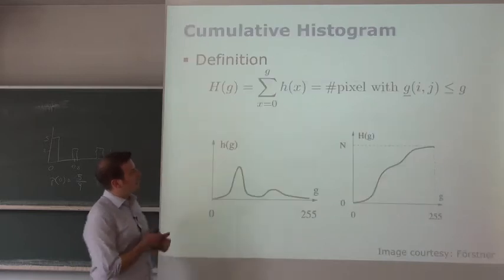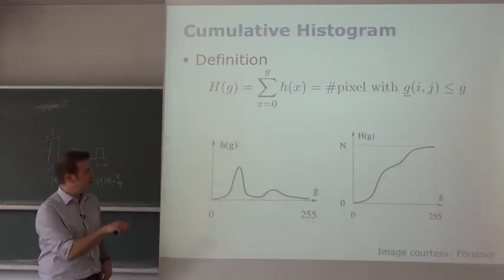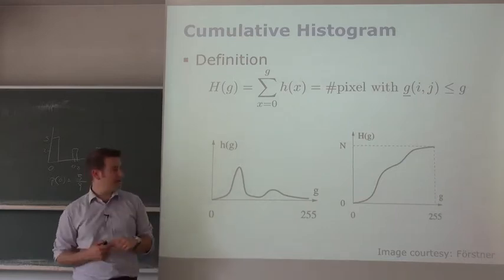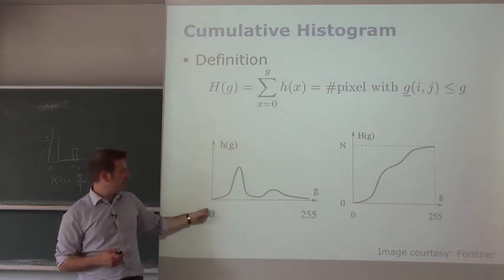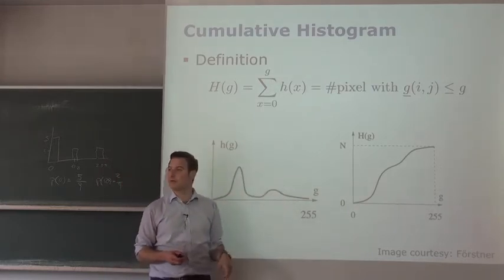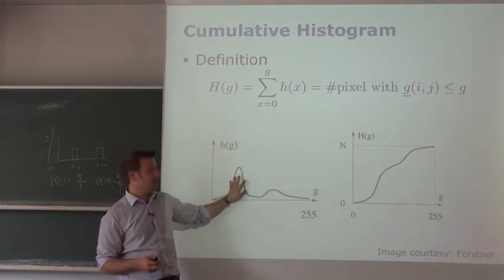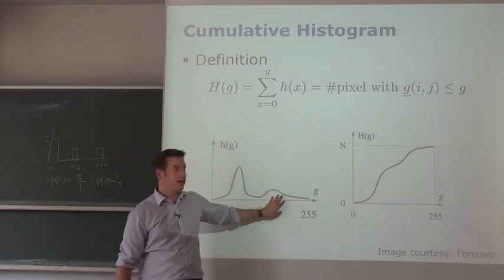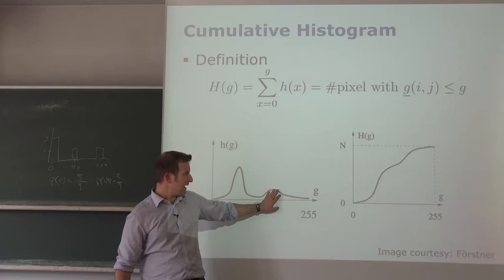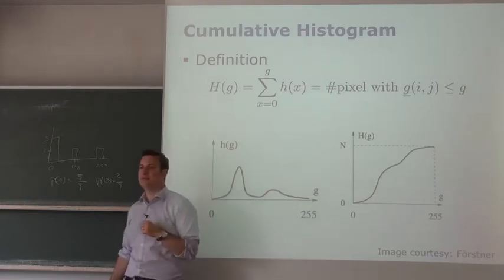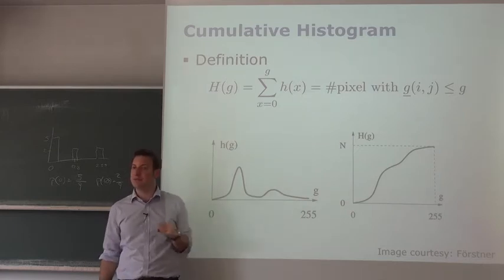Okay, so how does such a histogram look like? This is the histogram of an image that I have, and these are my values from 0 to 255, and this may be a histogram. What I see here is a larger, let's say, dark gray area, and a larger brighter area, and some intermediate values. That's what this histogram tells me about my image.